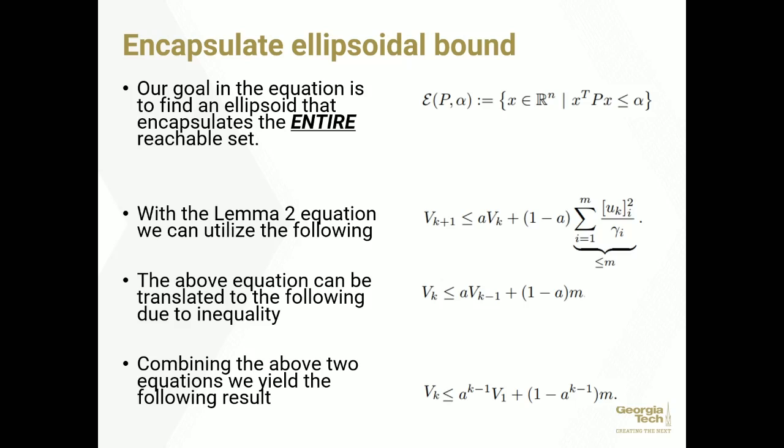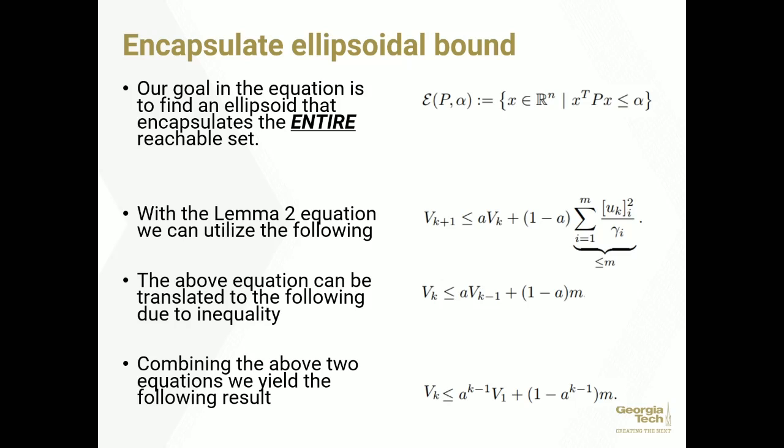So how do we encapsulate an ellipsoidal bound? Our goal in the equation is to find the ellipsoid that encapsulates the entire reachable set of the system. To your right, you can see the following equation, where x, as previously stated, is the state of the system, which exists within the real domain. This is evaluated over x transpose times P times x being less than or equal to alpha. P is a positive definite matrix, and alpha is a subset of all real numbers that are greater than 0.